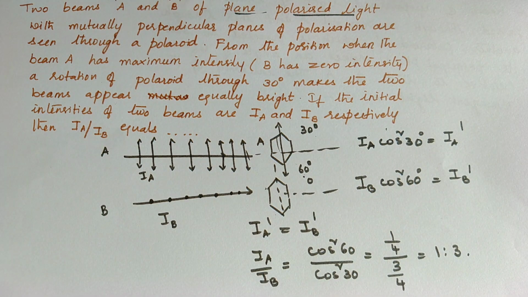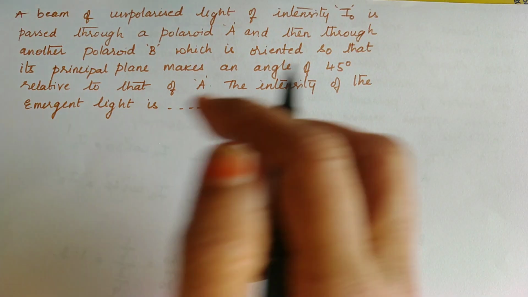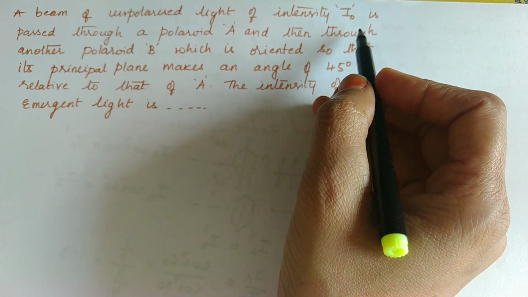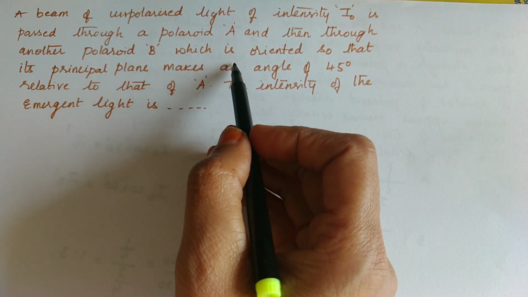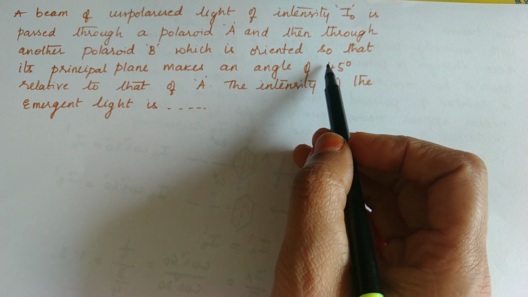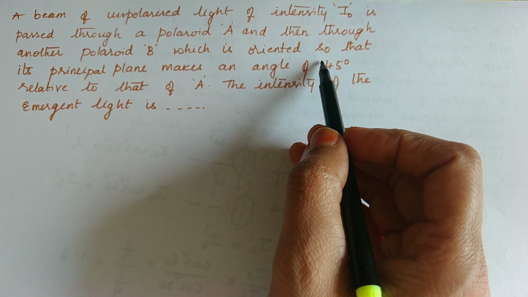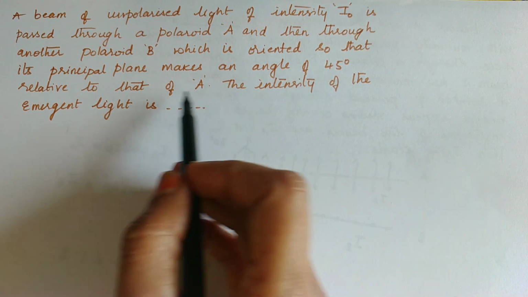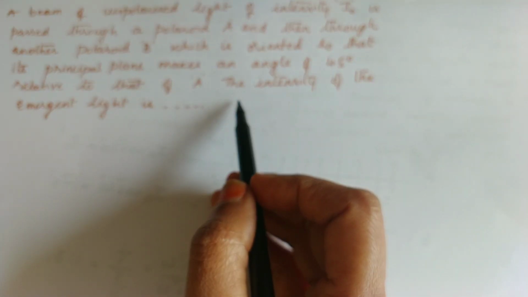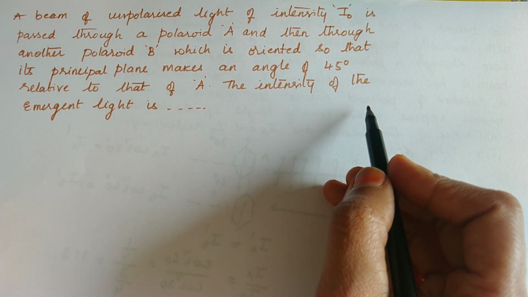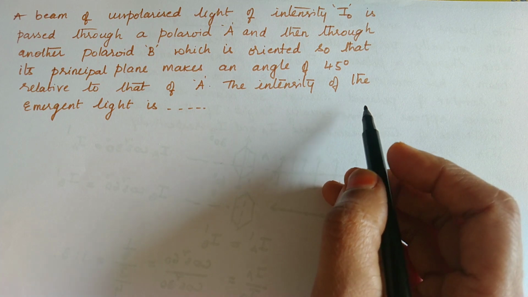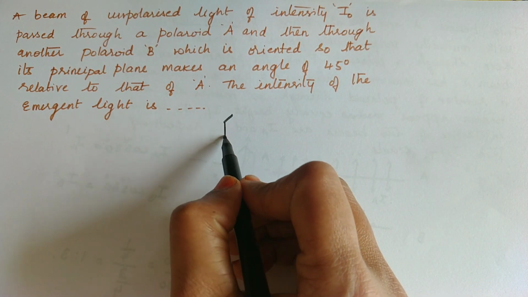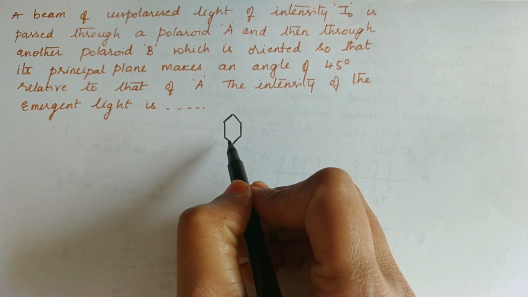1:3. Okay, there is a beam of unpolarized light whose intensity is I0, passing through a Polaroid A, and then it is passing through another Polaroid B, which is oriented so that its plane makes an angle of 45 degrees relative to A. What is the intensity of the emergent light? Okay, how to get the intensity? It's a basic level question on Malus's law.